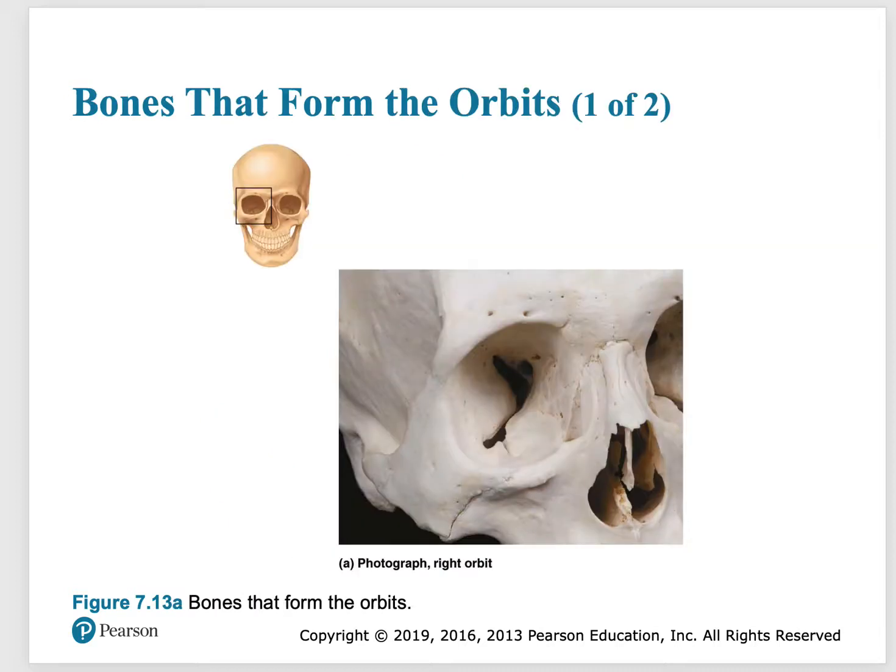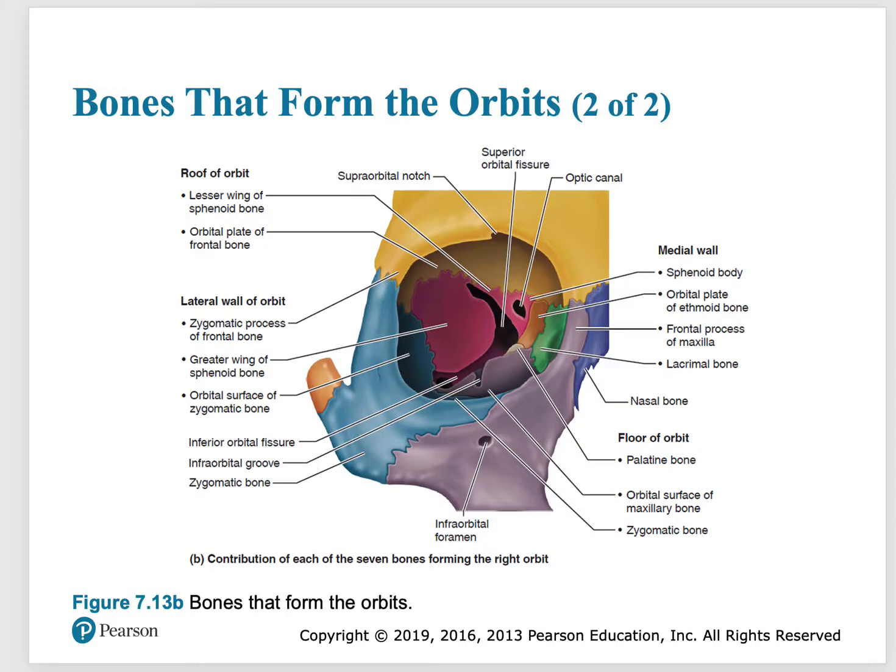Okay, so we talked about the bones of the orbit a little bit. Let's take a closer view of what they actually are composed of. So we talked about that supraorbital notch or foramen, same thing. And I know it can get confusing because there are many different names for the different words that we're looking at. Here is the infraorbital foramen. All right, a closer up view of our optic canal where our optic nerve enters.